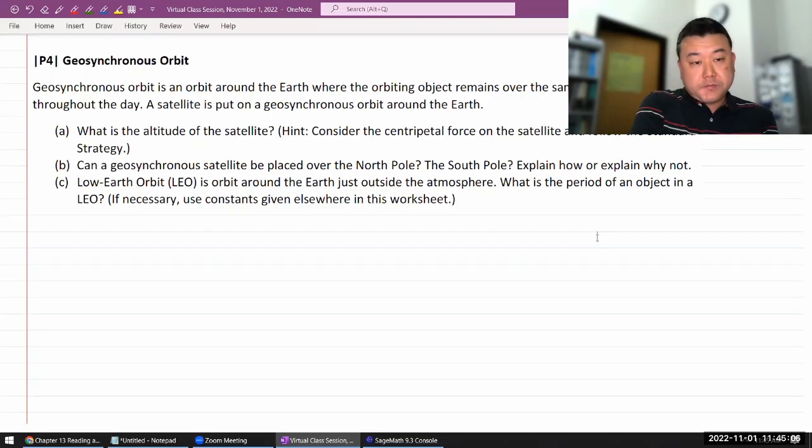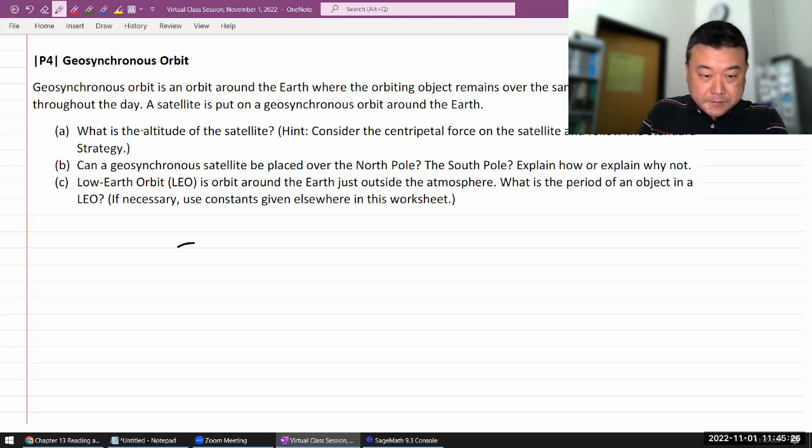So this question is about geosynchronous orbit, and I have to warn you that I'm using the term a little bit sloppily. I think in aerospace engineering circles, there's a distinction between the terms. I'm going to assume this is my situation.